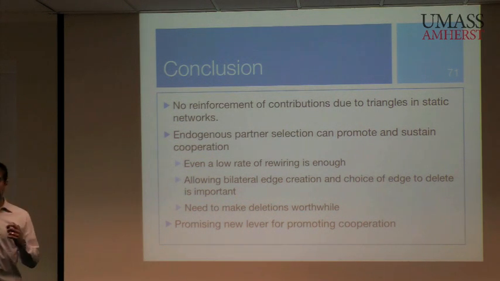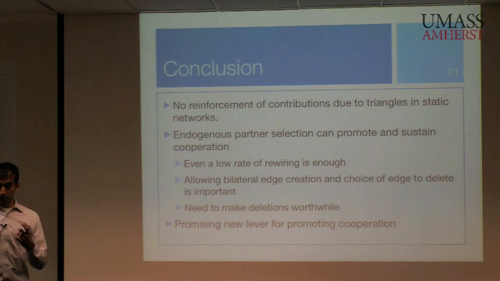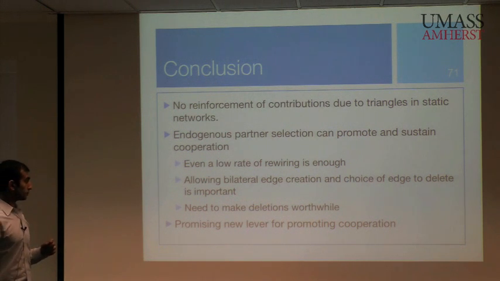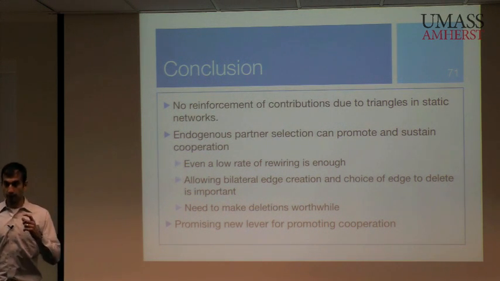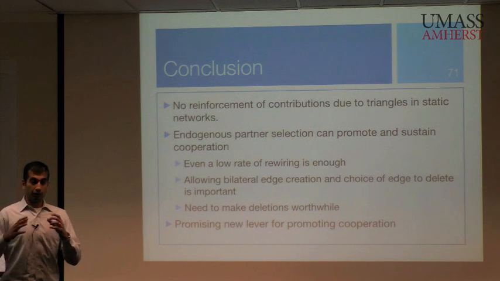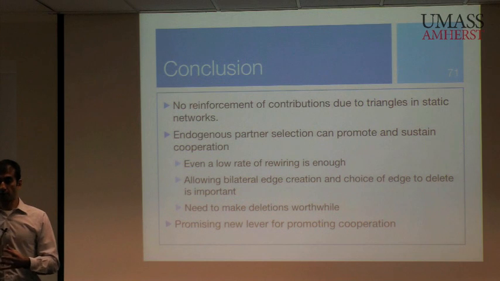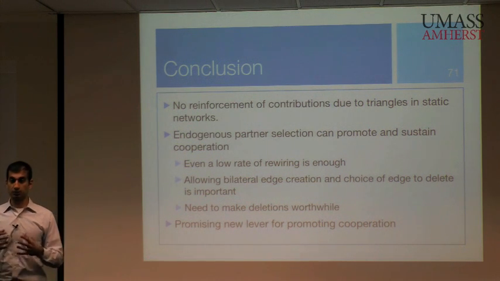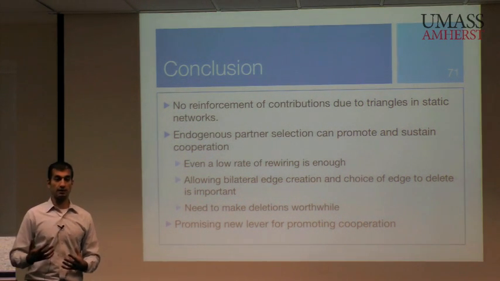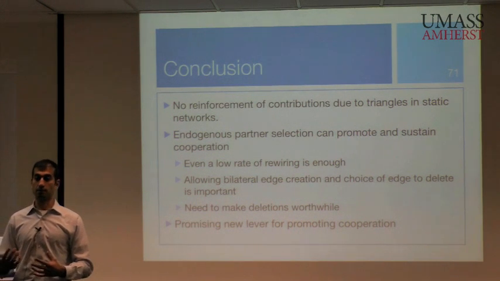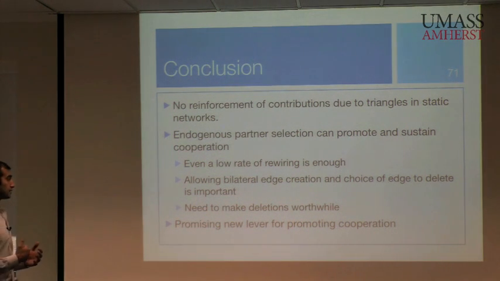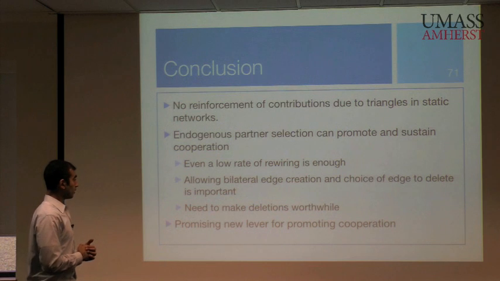The bilateral edge creation was key. It's what gave us way stronger effects than prior work. But you have to make the deletions worthwhile. If you want to let the conditional cooperators segregate themselves from the defectors, you have to make deletions worthwhile. If not, the defectors will retain their power to have that cascade. That's one of the key insights of this work.